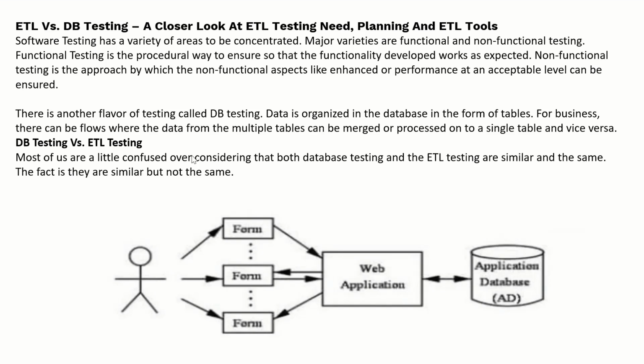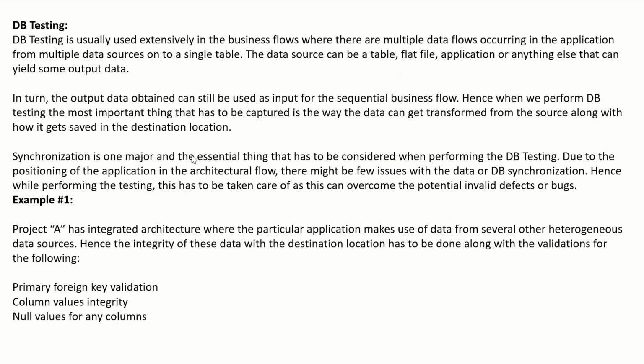These three tables are here, and the web application is responding in both directions, and the application database is here. So that's getting a response from the application databases. DB testing is usually used extensively in the business flows where there are multiple data flows occurring in the application from multiple data sources onto a single table. The data source can be a table, flat file, application, or anything else that can yield some output data. In turn, the output data obtained can still be used as input for sequential business flows.